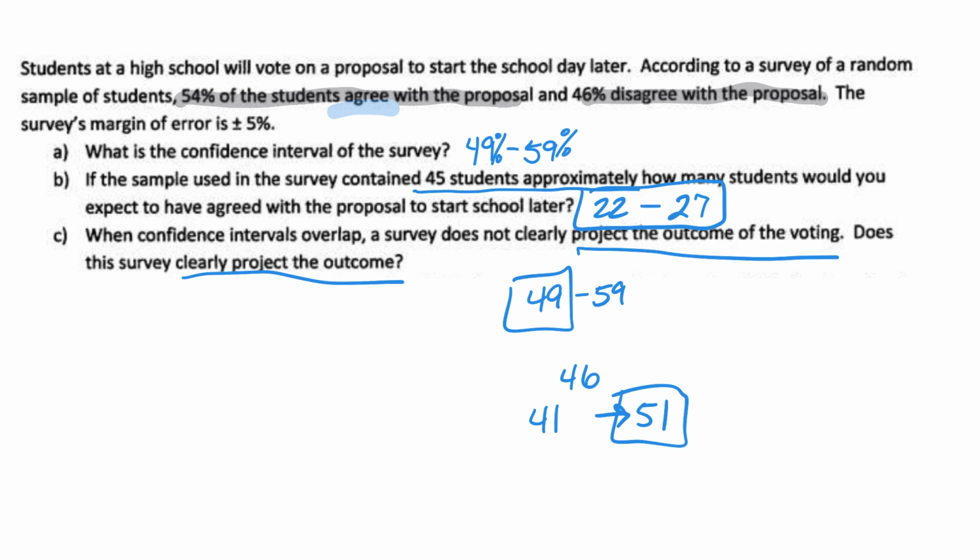So in our example here, does the survey clearly project an outcome? The answer would be no, because we do have overlap within our projections.